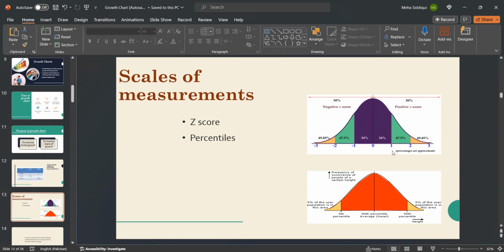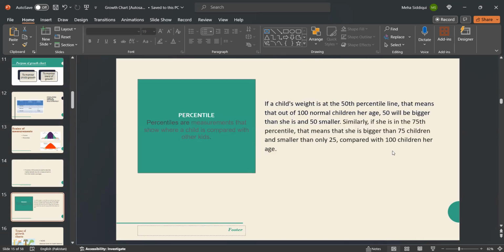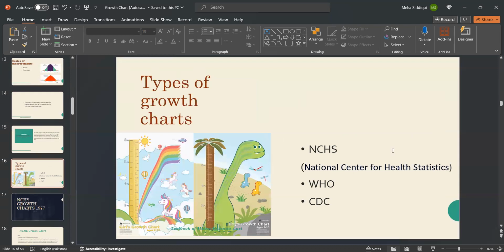So the scales of measurement which are used when we are plotting the growth chart, the two main scales, are z-score and percentiles. We all know that z-scores are used to describe mathematically how far a measurement is from the median, and percentiles are measurements that show where a child is compared with other kids. For example, if a child's weight is at the 50th percentile line, that means that out of 100 normal children of her age, 50 will be bigger than she is and 50 smaller. Similarly, if she is in the 75th percentile, it means that she is bigger than 75 children and smaller than only 25, compared with 100 children of her age.